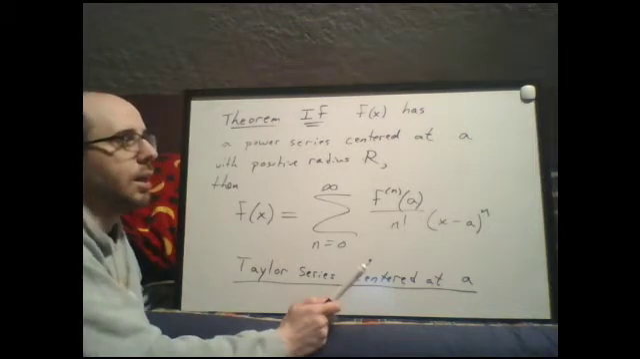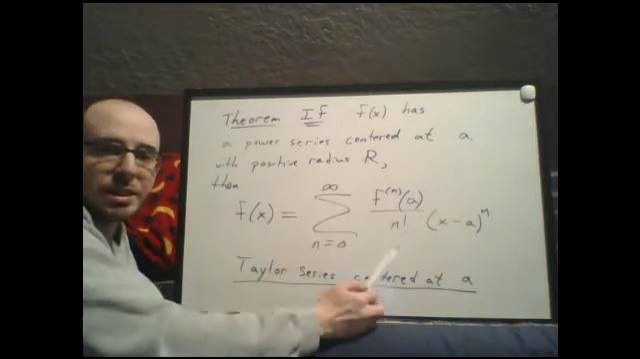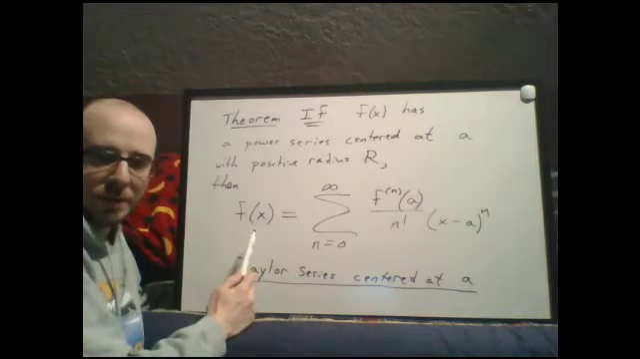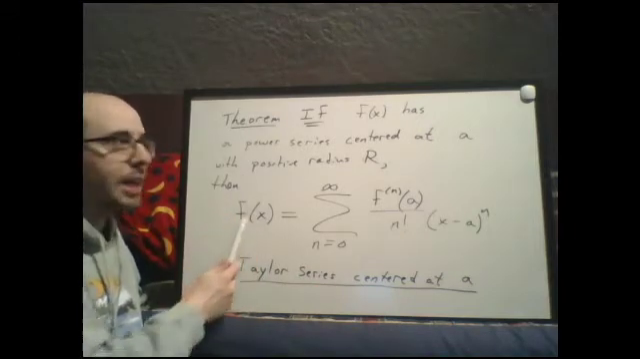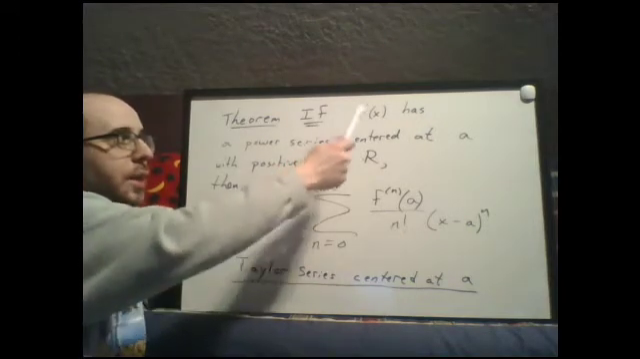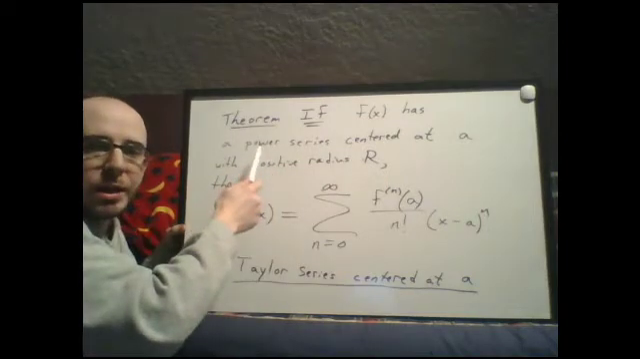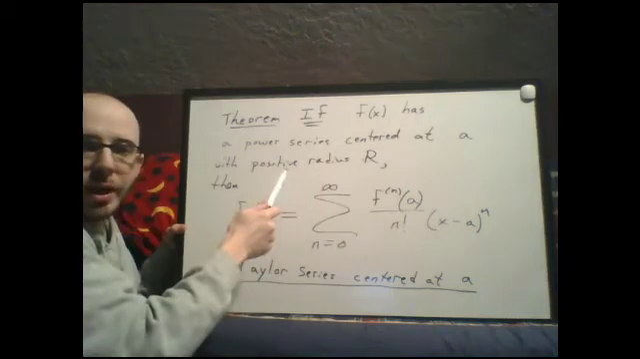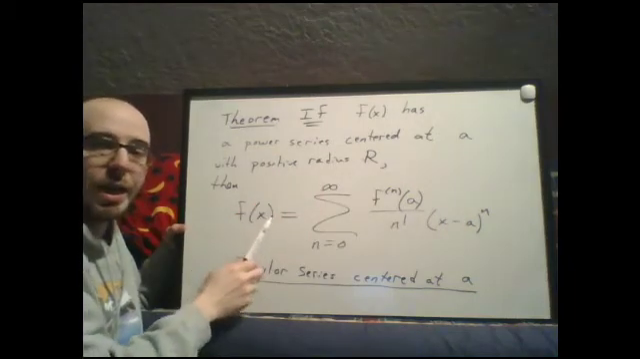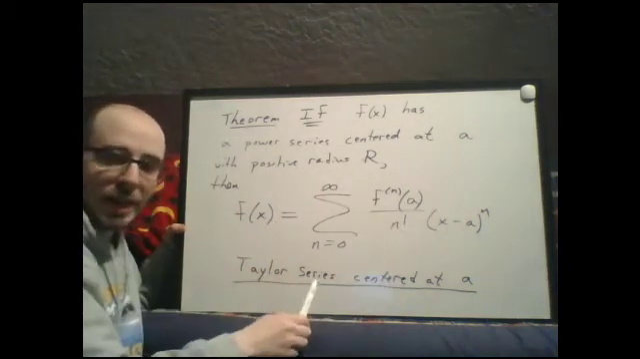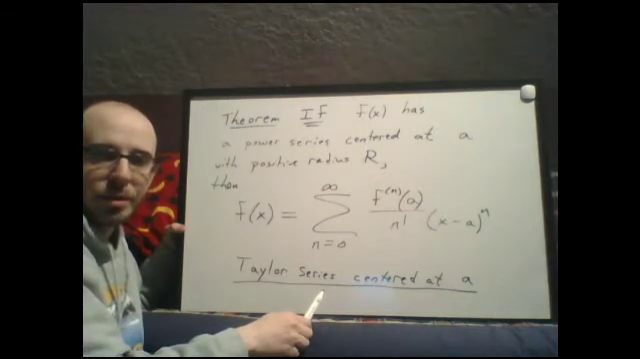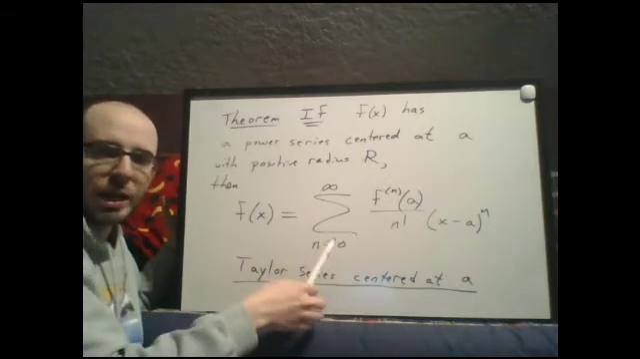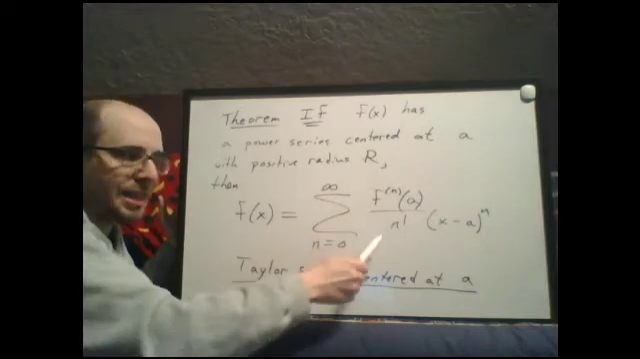However, just because I write this series doesn't mean it's equal to the function. What this theorem is saying is, if we already know that f of x can be written as a power series, centered at a with positive radius of convergence, then the power series has to be the Taylor series centered at a. We don't have to worry about what it is. If it has a power series, it has to be this one.